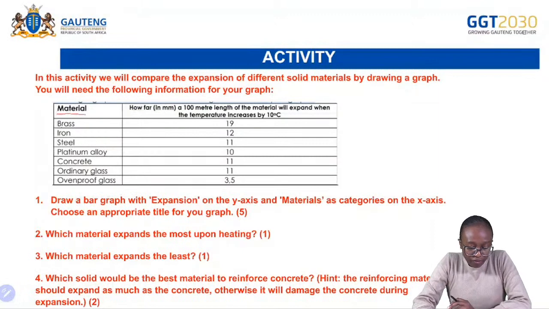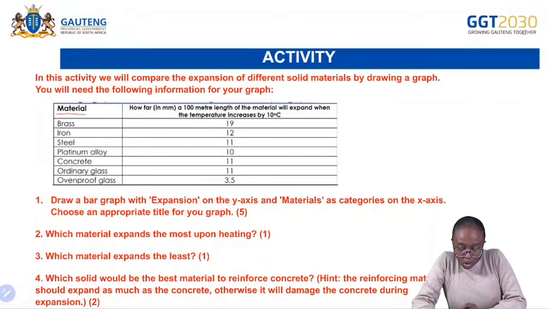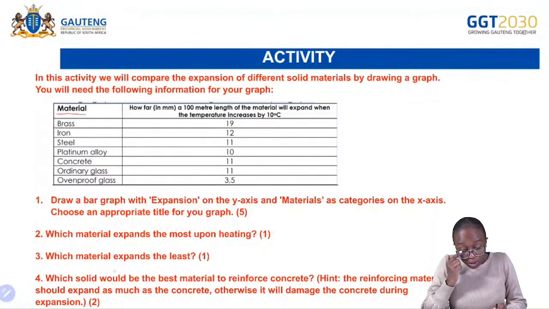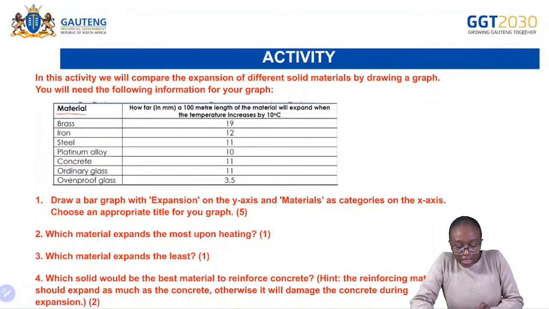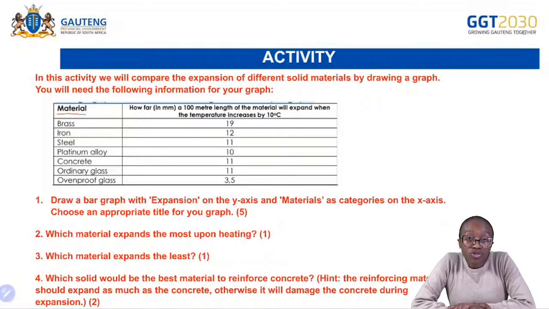Number 1, draw a bar graph with expansion on the y-axis and materials as categories on the x-axis. Choose an appropriate title for your graph for 5 marks. Then, which material expands the most upon heating, which material expands the least, and which solid would be the best material to reinforce concrete? Hint: the reinforcing material should expand as much as the concrete, otherwise it will damage the concrete during expansion. Take 5 minutes to do this activity, and then after 5 minutes we will do the corrections together.